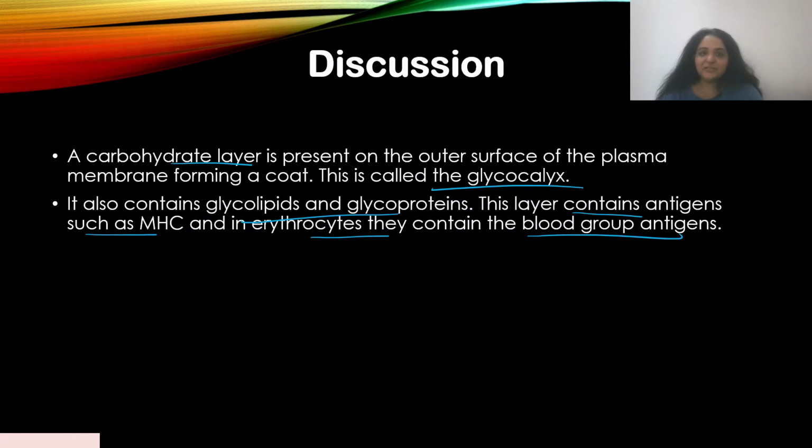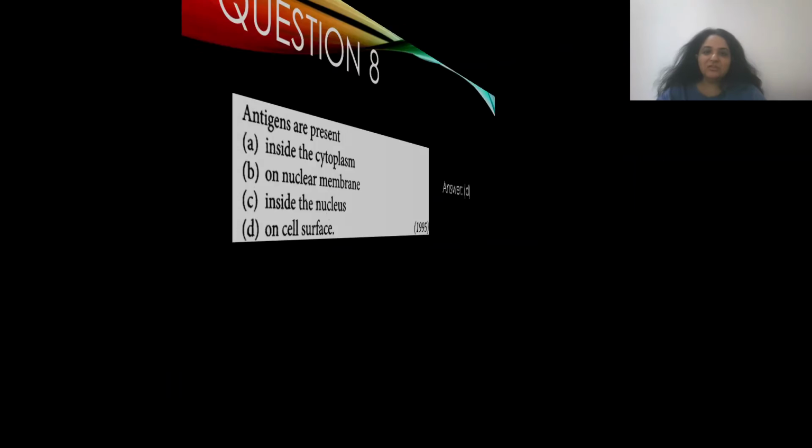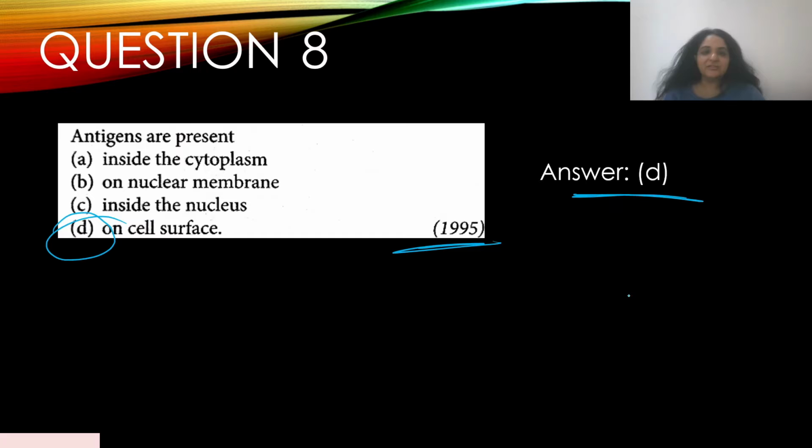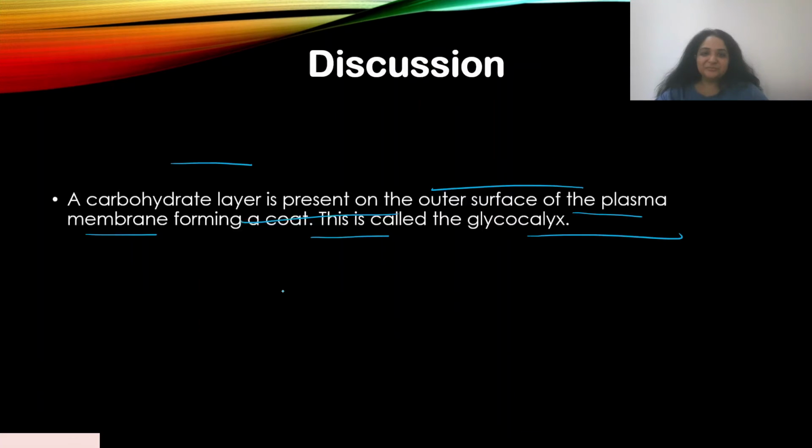Okay, but to answer your question, it was fairly simple. You don't need to go into the glycocalyx part and everything. That will come later on when you are studying medicine. Antigens are present on the cell surface. You should know that much. This is basic. Okay, so let's move on then.